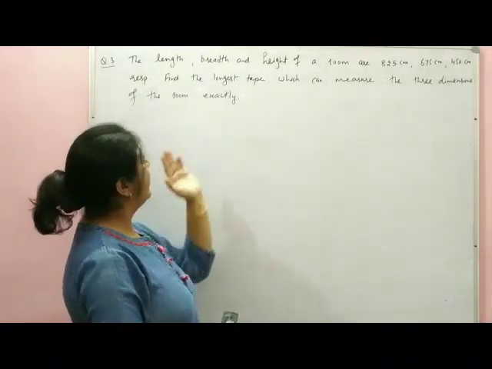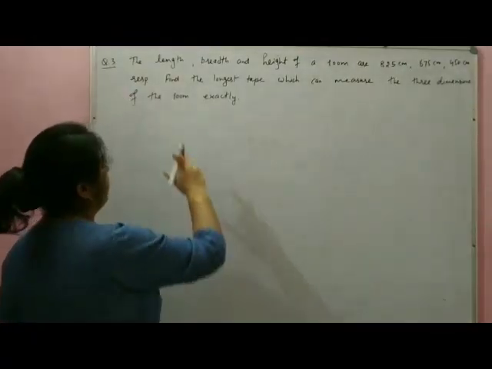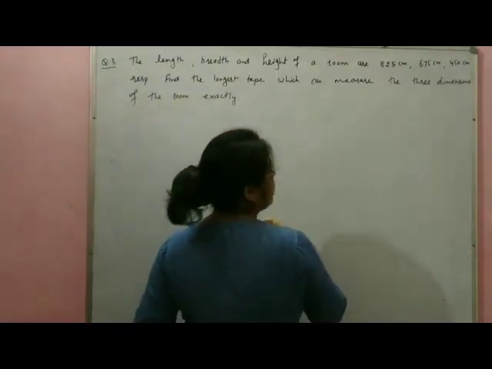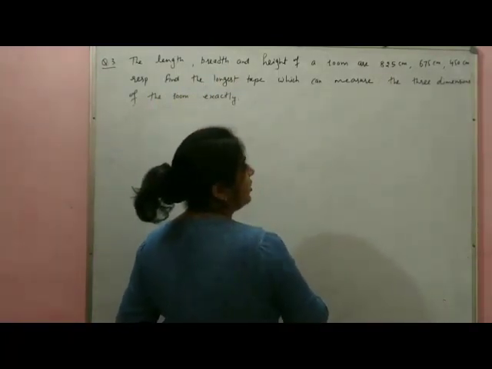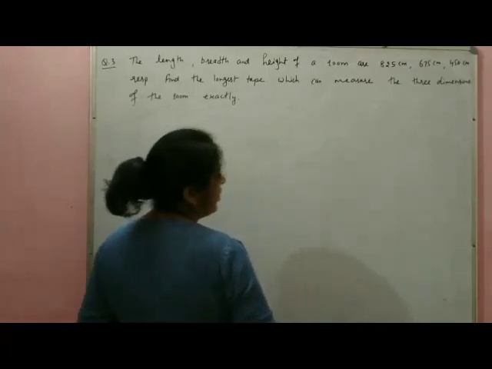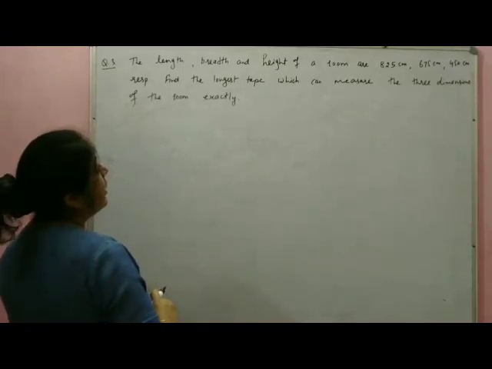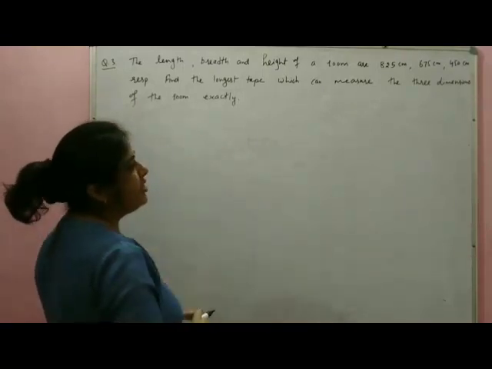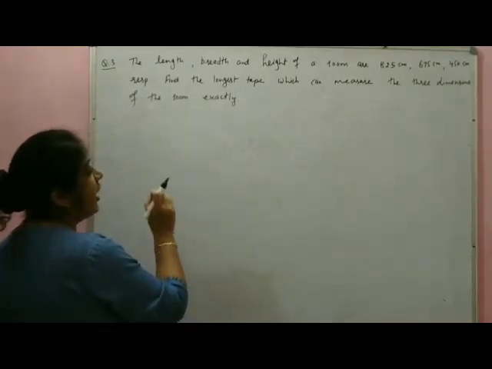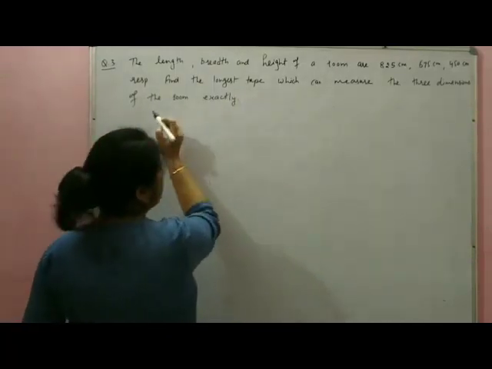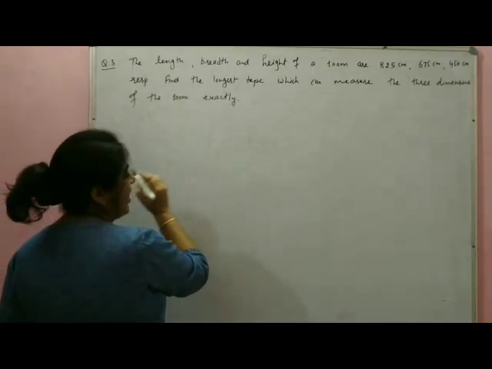Students, now we are here with question 3: the length, breadth and height of a room are 825 centimeter, 675 centimeter and 450 centimeter respectively. Means these are the dimensions of a room. We have to find the longest tape which can measure the 3 dimensions of the room exactly.